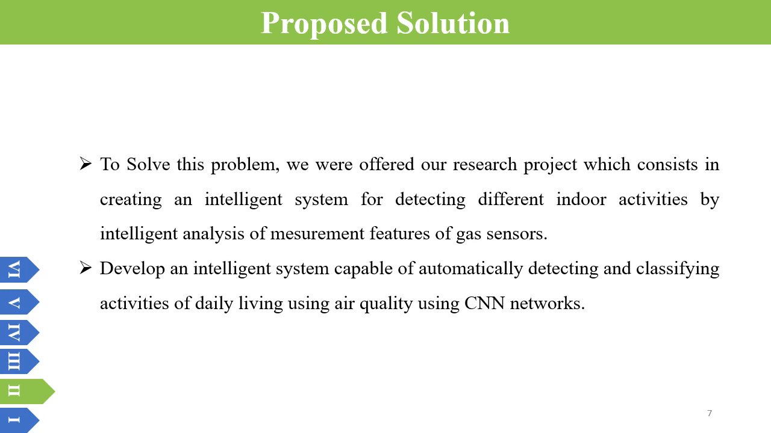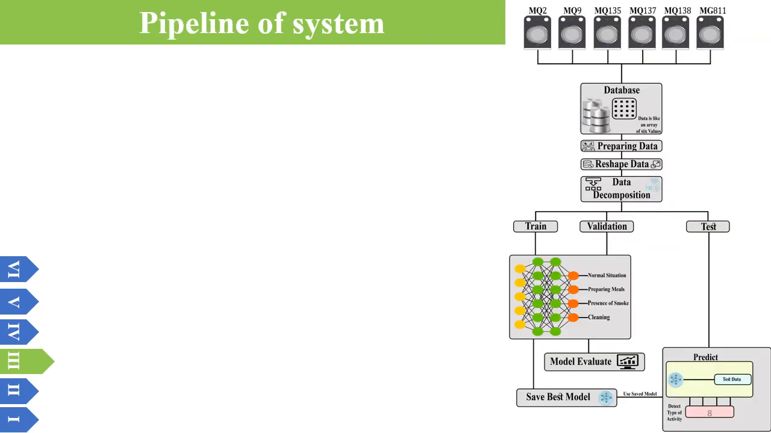We offer our research project, which consists in creating a smart system for detecting different indoor activities by intelligent analysis of measurement features of gas sensors. This smart system will be capable of automatically detecting and classifying activities of daily living using an air quality dataset based on one-dimensional CNN networks. Here we present our system pipeline.